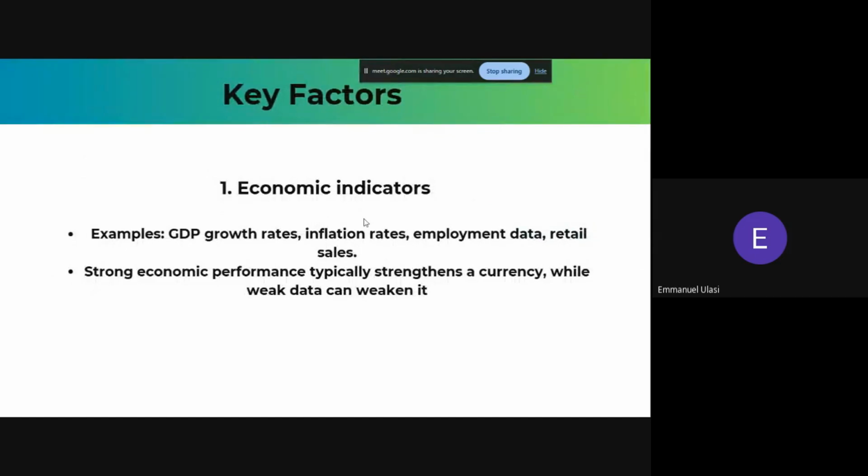So moving on, let's look at some key economic indicators. We have GDP growth rates, inflation rates, unemployment rates, retail sales, and strong economic performance typically strengthens the currency, like I said, while weak data weakens it.